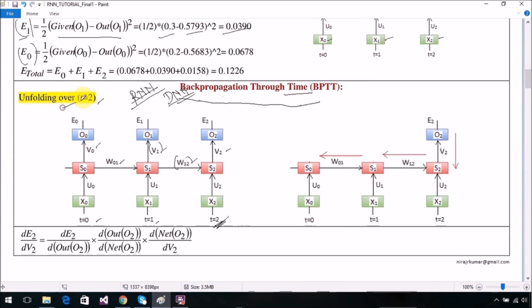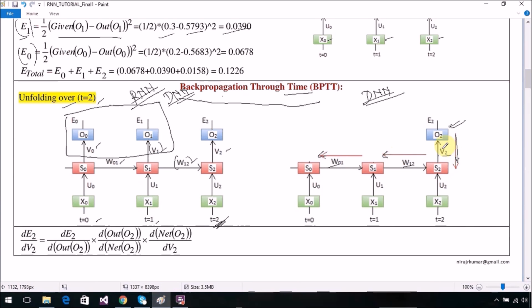So we unfold the network over t is equal to 2. This unfolding will remove this portion and we consider this as a final output, and after that we apply the general backpropagation algorithm applied by deep neural network architecture, and by using this architecture we can update the weights. So here the backpropagation will follow this path. We will use this path and update these weights.